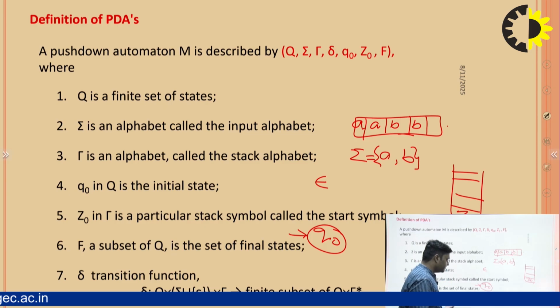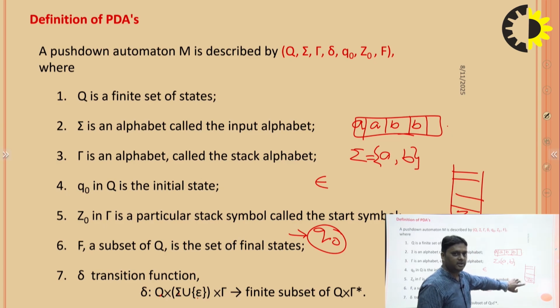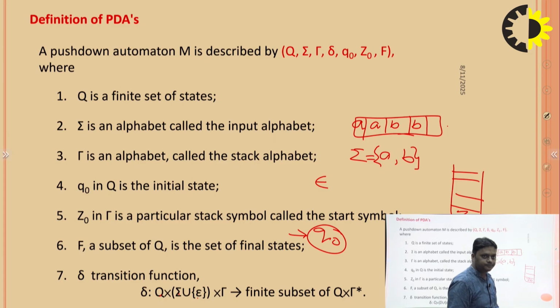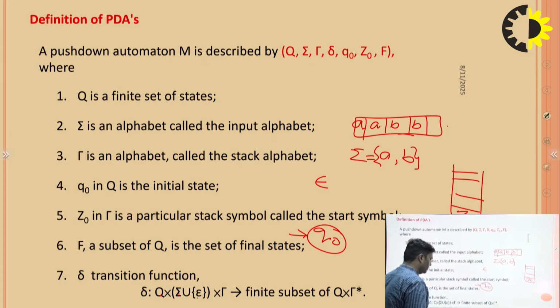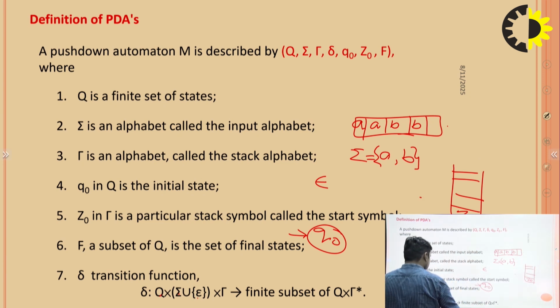Tau represents the stack symbol, here the initial stack symbol is Z naught. Then the output is Q cross tau star. Tau star is the stack symbol string. This is changed with the help of these Q, sigma and tau symbols and the initial state.